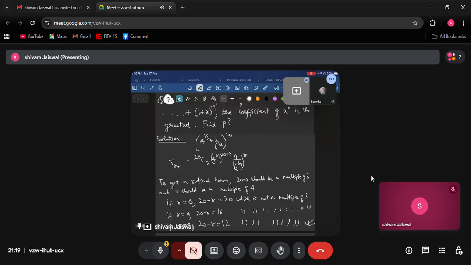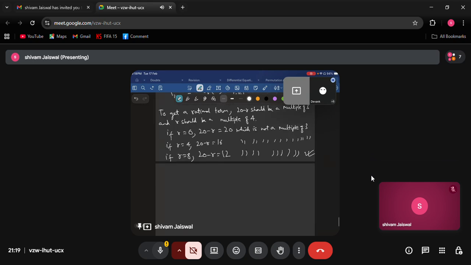Sir, but I only got r equals 8 as the only valid case, so the answer should be 1. Okay. Raktim, is there any other value? Sir, I also got only 8. Sir, if it is 20? Very good, this is what I wanted to hear. If r equals 20, is 20 minus r a multiple of 3? 20 minus r is 0. It's also a multiple of 3.